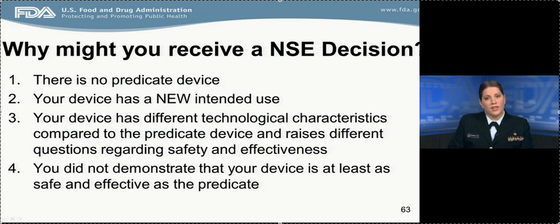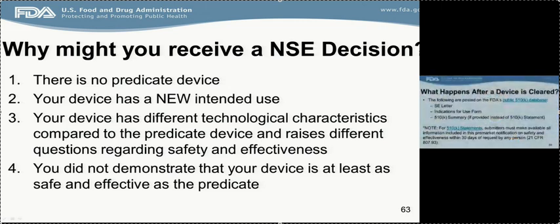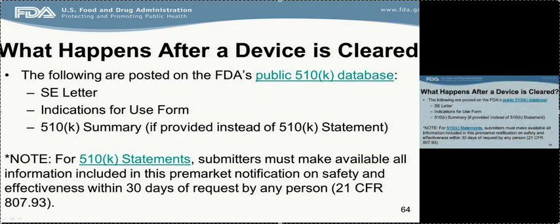So what happens after a device is cleared? The following are posted on the FDA's public 510K database: your substantial equivalence determination letter, your indications for use form, and a 510K summary if one is provided, or the 510K statement if you have provided that instead. Please note, for a 510K statement, submitters must make available all information included in their premarket notification on safety and effectiveness within 30 days of a request by any person.